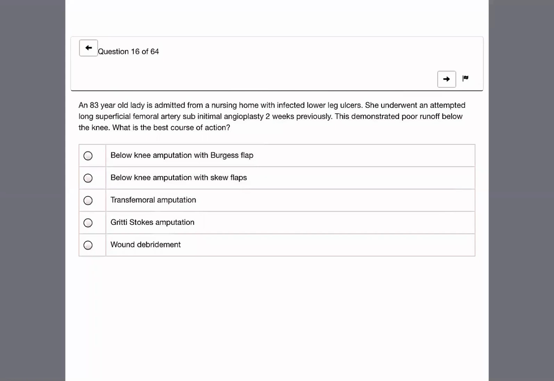For me, transfemoral, since she is 83 years old. For that, I would choose transfemoral amputation. But she is too old, and I don't know about this. Okay, can anyone give the answer?